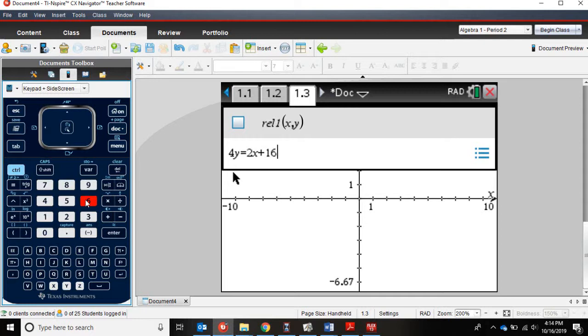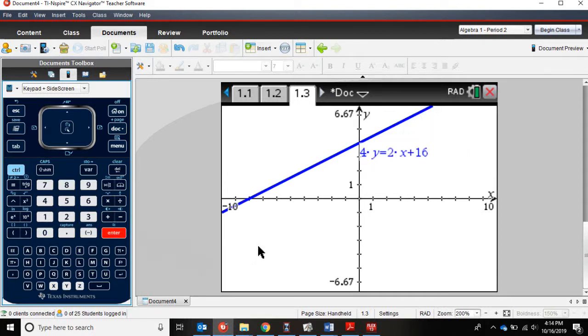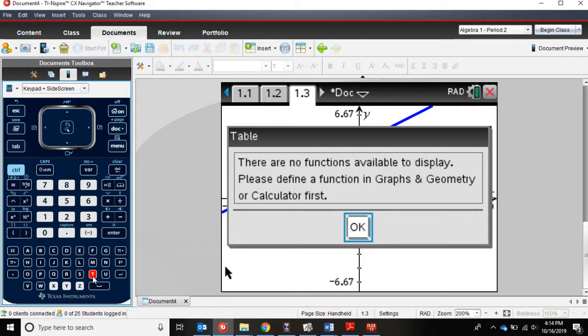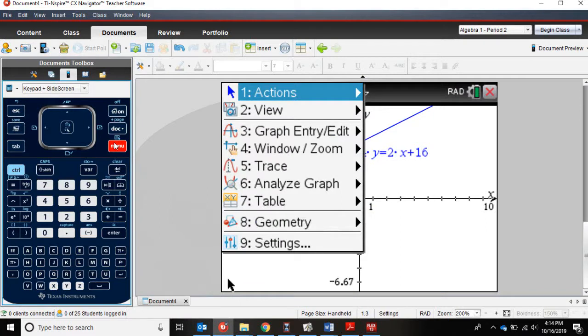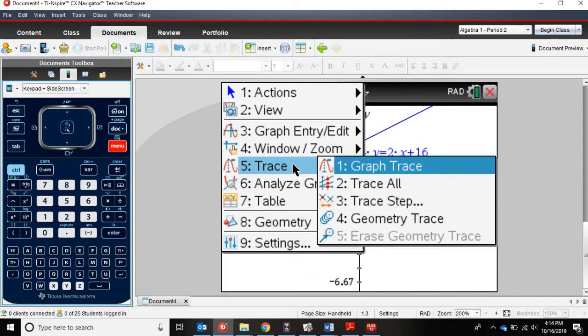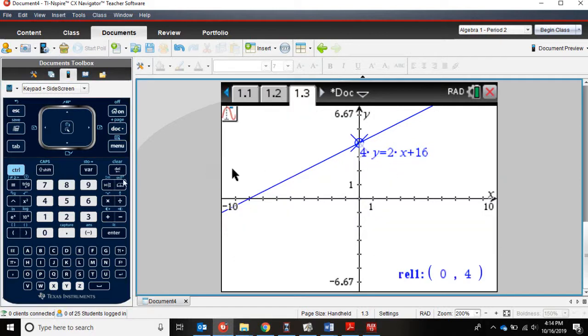When you do use a relation, you have to put the equal sign. Okay, it has to be there somewhere. And then press enter, and it will still graph it for you. At this point, you won't get a table. You can't press Control-T and get a table. So if you try to do that, it's going to give you an error saying that this is not typed in as a function. Okay, but you can still use your menu, trace, and then graph trace, which is number 1, so menu 5-1, and you can scroll left and right.